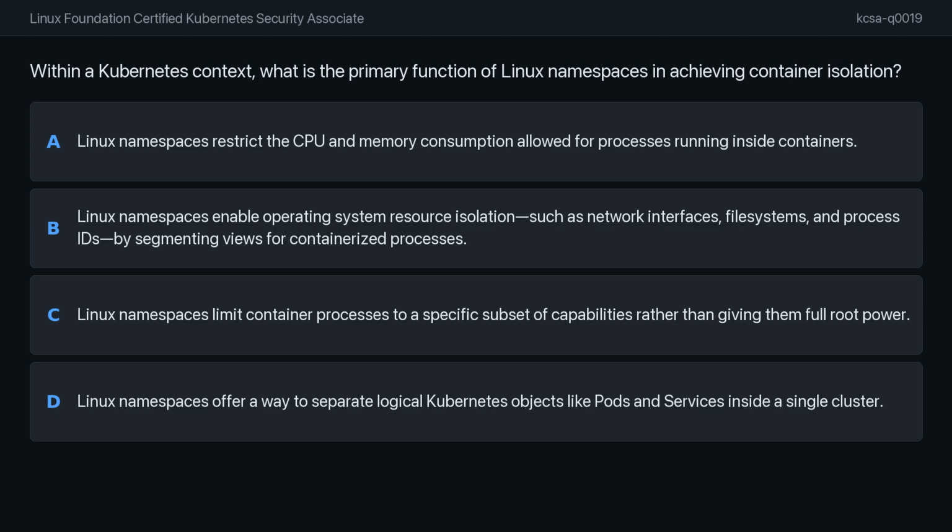Understanding the specific responsibilities of these kernel mechanisms is key to understanding how containers remain isolated from each other while sharing a host. In my view, the correct answer is option B. Linux namespaces are a powerful kernel feature that partitions system resources.